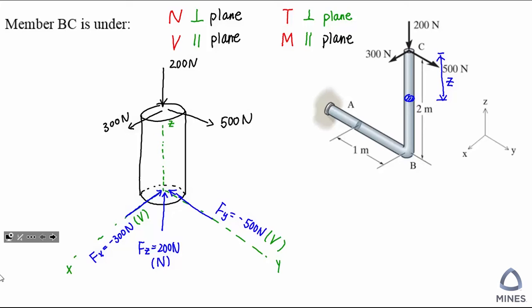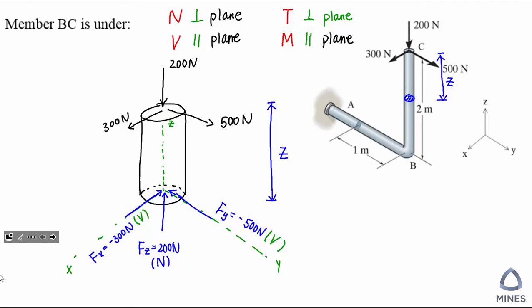Now we are going to figure out the moment. We know this is the dimension we have so far, right? So now let's take a look. Is the 200 Newton going to create any moment? The answer is no, because the force is parallel to the dimension, so no moment will be created. Okay, now let's move to the second force. Let's do the 300 right now.